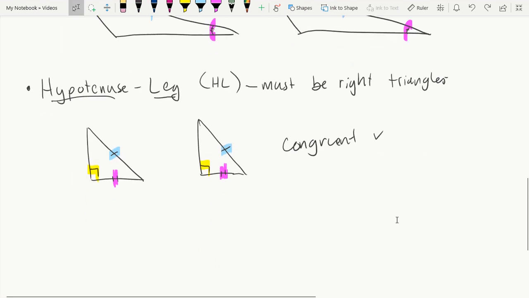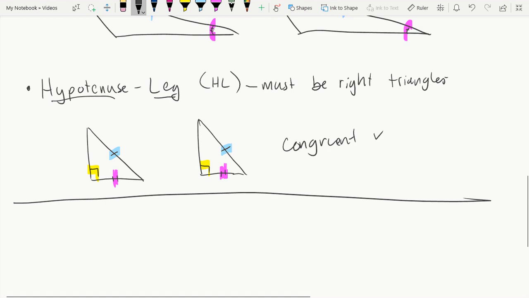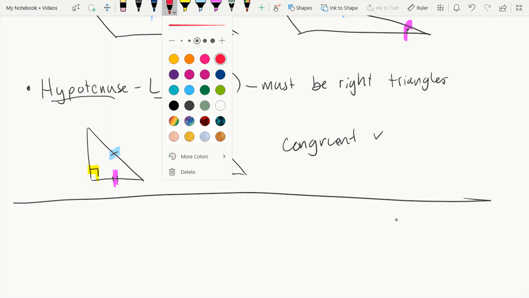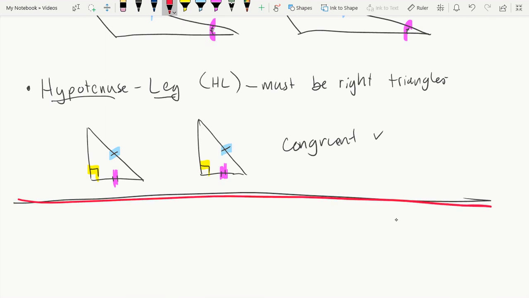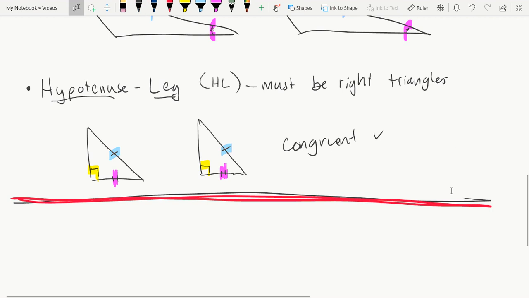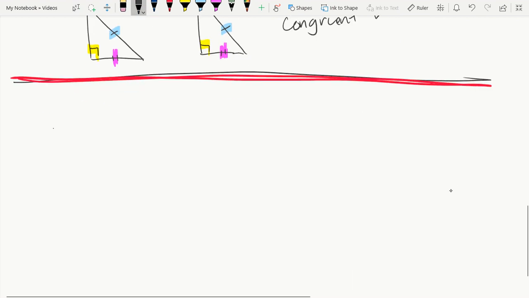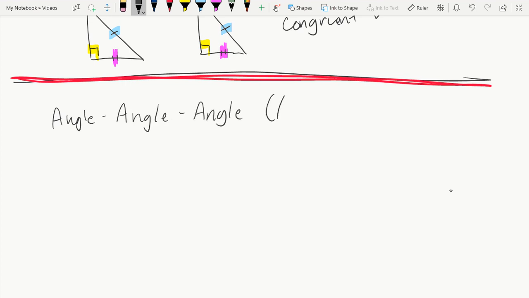Okay, now the ones that don't work. Here, we'll draw a red line, like a red scary line. The ones that don't work. Really important to know which ones don't work, guys. Okay, so the first one, angle, angle, angle. Triple A.